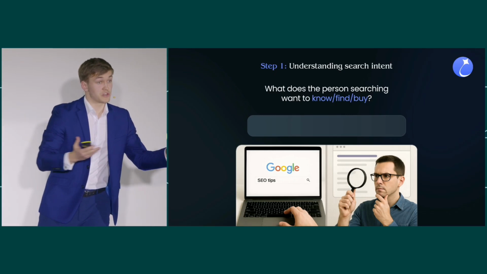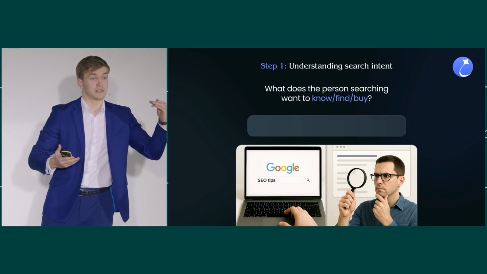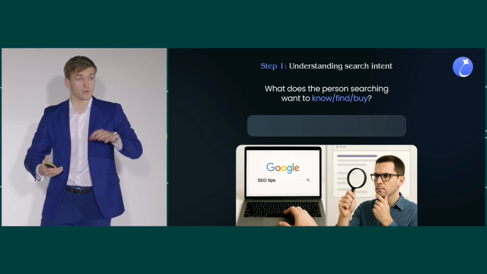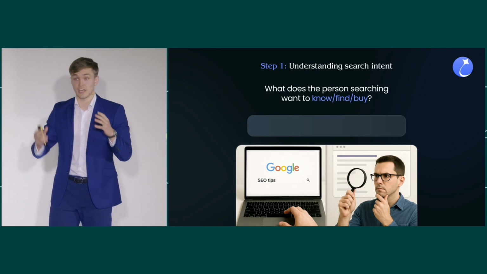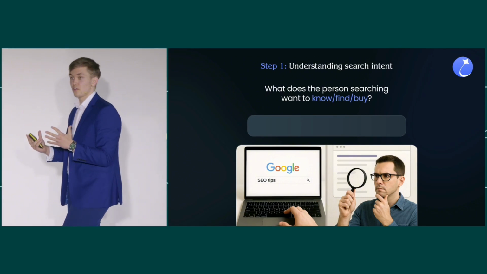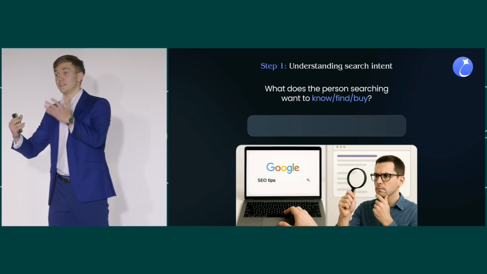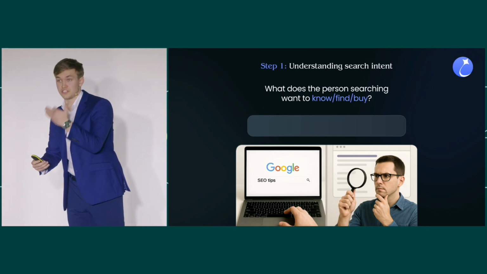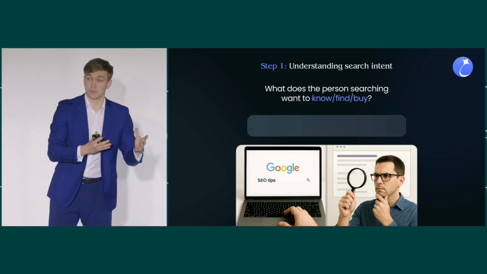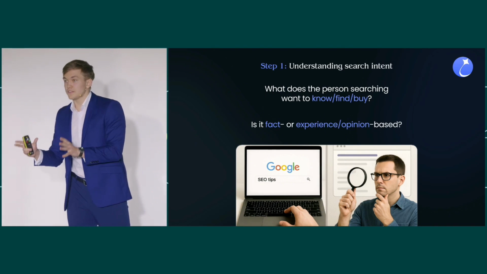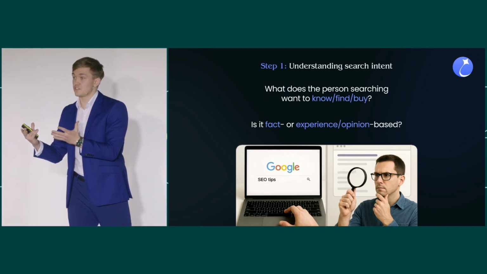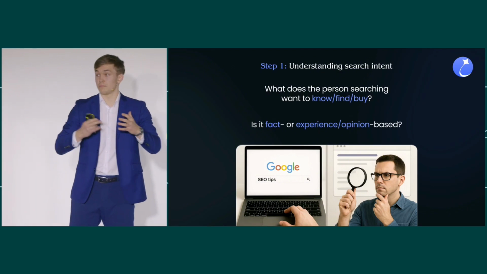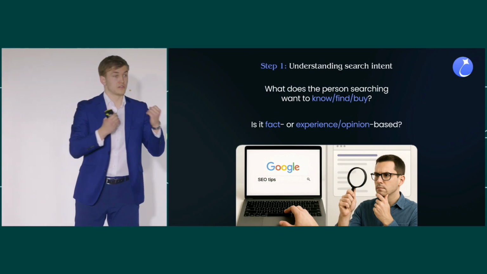What I like to do, especially nowadays, is use ChatGPT 5 thinking model with the web search and see actually what is the thought process of ChatGPT, and that later I can use to actually reverse engineer into what subtopics I'm going to cover. And okay, we now know what information is the searcher looking to know, or maybe they're looking to find something, or they're maybe looking to buy something.